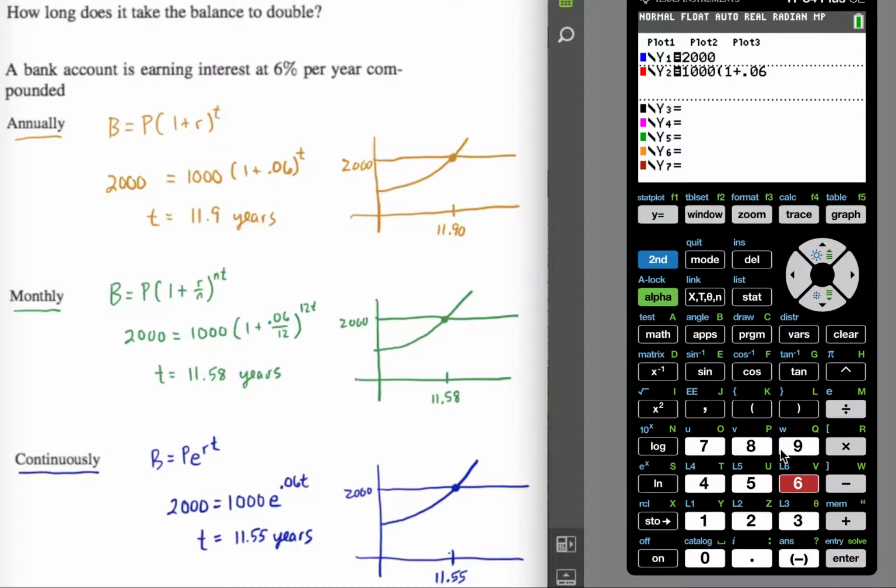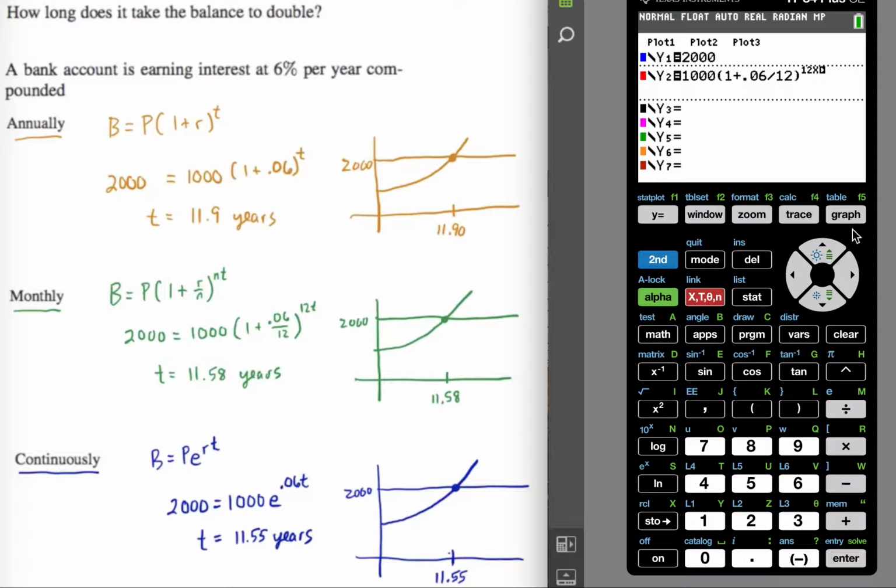But it's done monthly, so I will divide by 12 the number of months. And then I will raise that to n times t, that's 12 times the number of years, so let x be the number of years. Now it's important that when you raise it to a power, if you don't see the power raised like you do on the new calculators, if you use the caret symbol to raise something to a power and it stays on the same line, make sure you put the 12x in parentheses together.